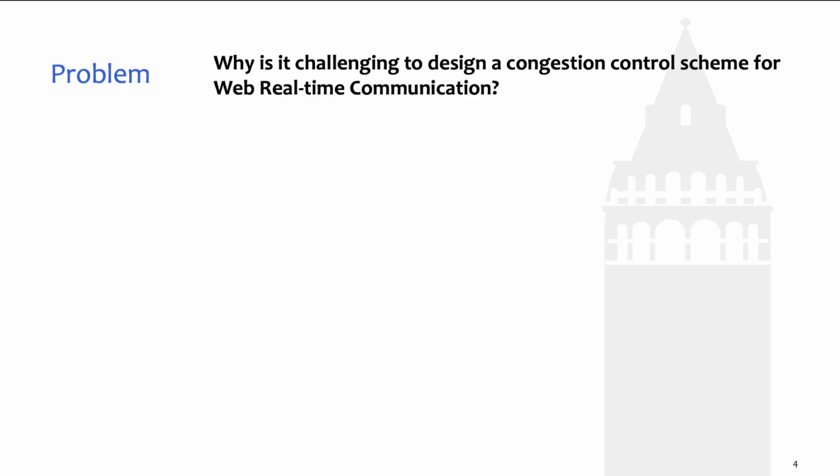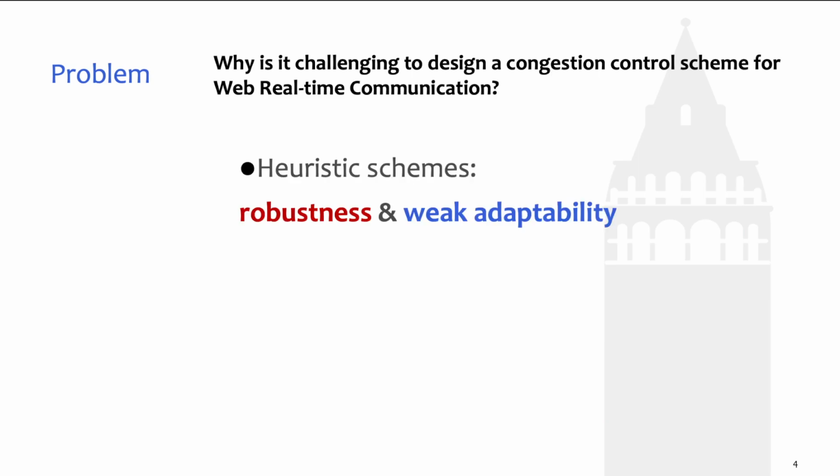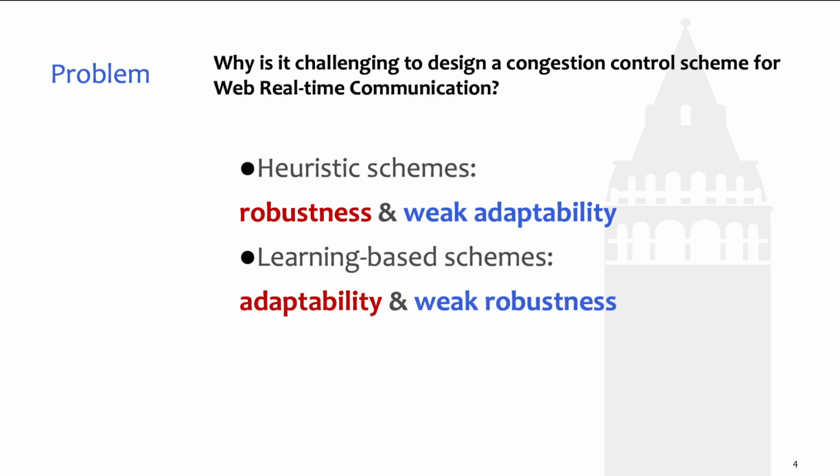To meet real-time requirements, existing heuristic schemes estimate the bandwidth based on a fixed and robust model that can hardly adapt to all network conditions. Learning-based schemes commonly employ deep neural networks to generate bandwidth estimates. As a result, they have potentially better performance but are not robust enough.